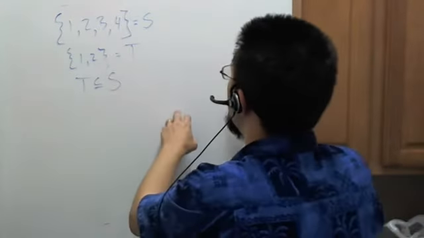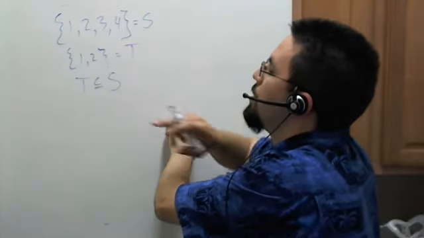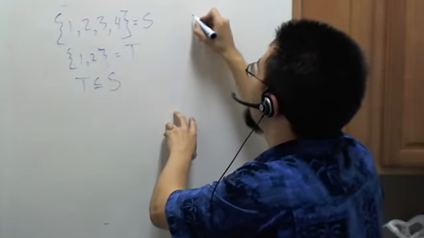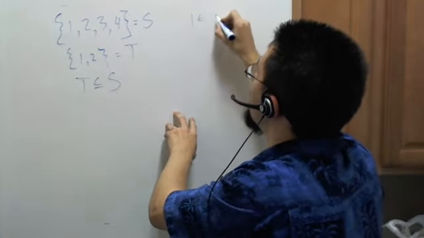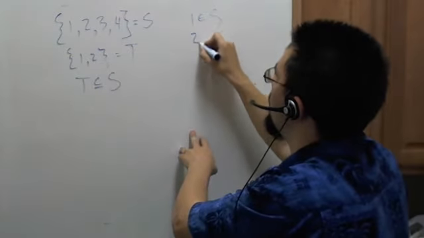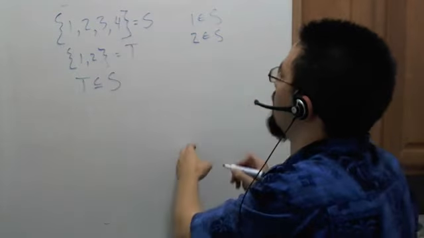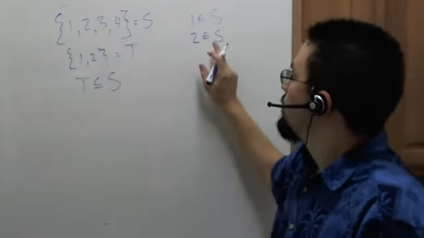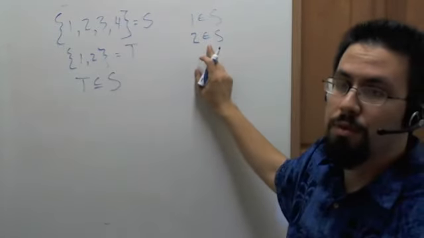Another small little bit of notation. I've commented that these numbers are elements of the set S. Another way we could phrase that is that 1 is an element of S. It is also true that 2 is an element of S. This little epsilon symbol refers to element.